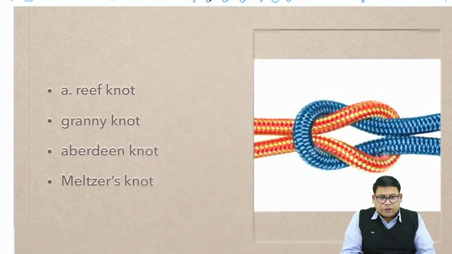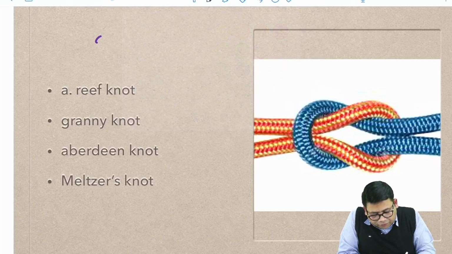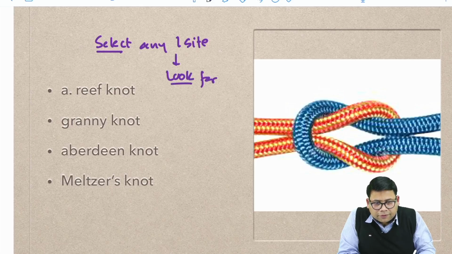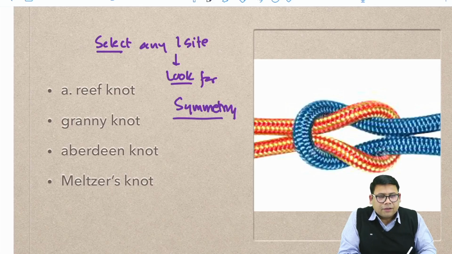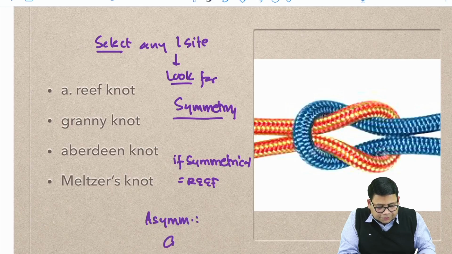Whenever you have a 2-throw knot, how to identify it? Select any one side, and then look for the symmetry. If you have a symmetrical knot, then that's a reef knot. And if it is asymmetrical, then that's a Granny's knot. So try to understand a lot of things here.